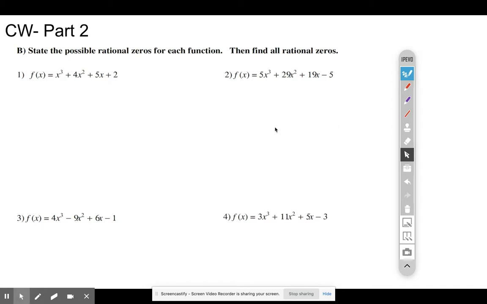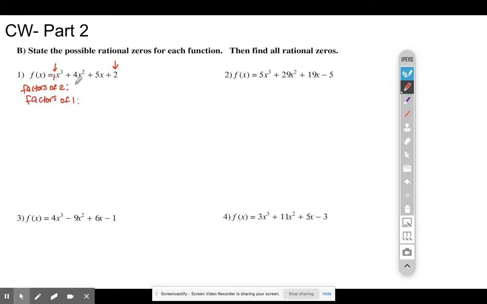Okay, so now for the actual classwork part 2. State the possible rational zeros for each function, then find all the rational zeros. So we have to do the factors of 2. And we also have to find the factors of the first number, the first coefficient, which is a 1. So we have to find the factors of 1.